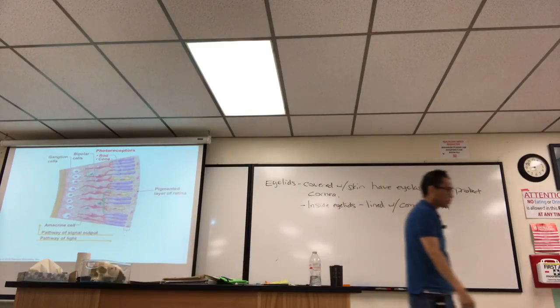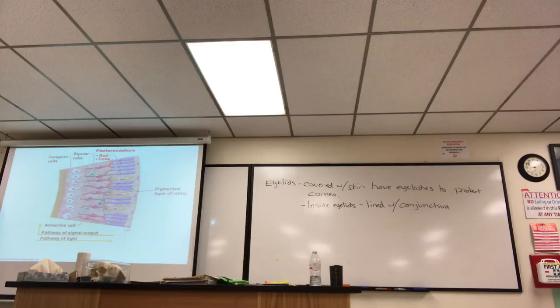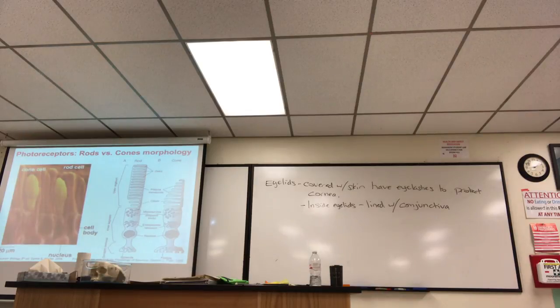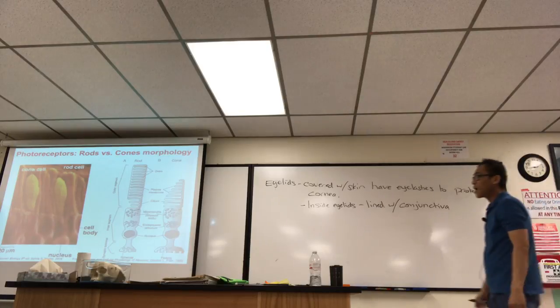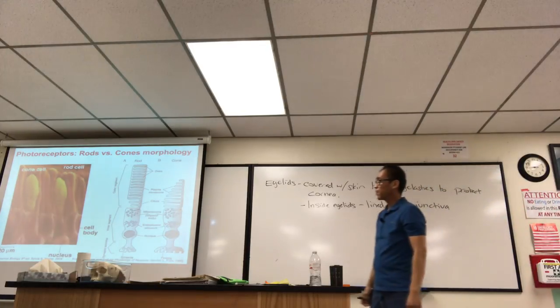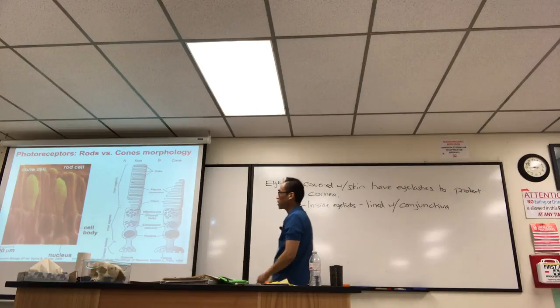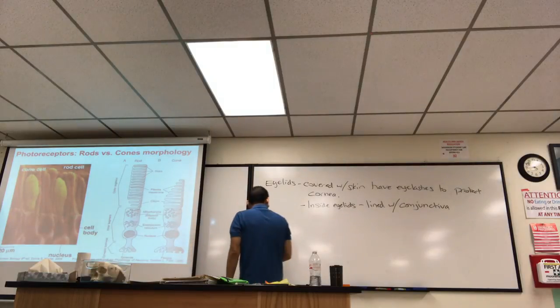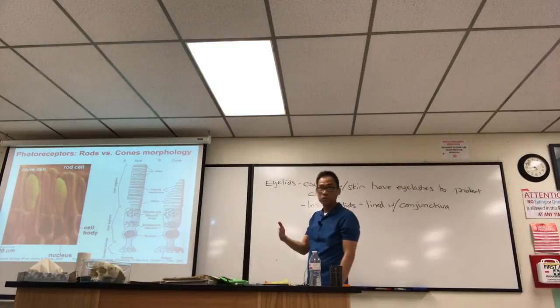Let's look at the photoreceptors. Okay, there's another picture of them. Here's yet another picture. I like this picture better. The picture on the left is showing you the cones and the rods. The picture on the right is a schematic showing you the different parts of the photoreceptor cell. It's just a cell, just like any other cell you've studied, but this one has special regions or parts.